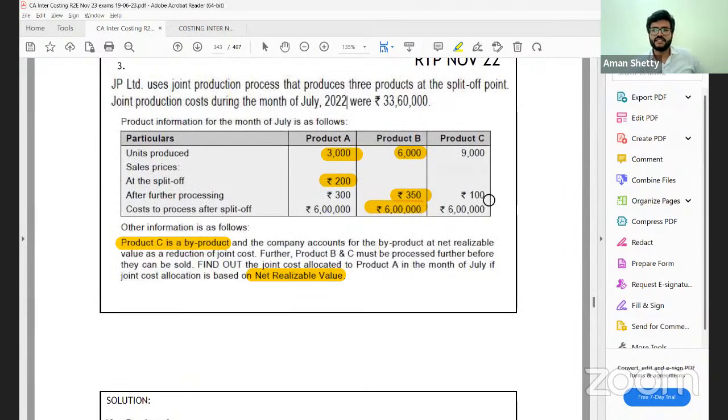NRV of C is sale value of C, 9,000 into 100, correct? Yes, 9,000 into 100, 9 lakh, minus further processing cost 6 lakhs, which is equal to rupees 3 lakh. 3 lakh, correct? So that is the profit from the sale of byproduct C.